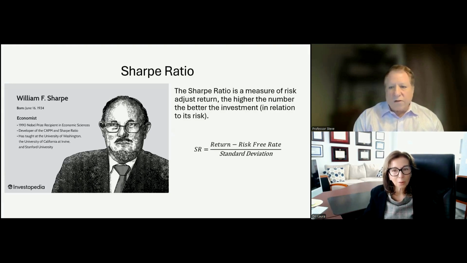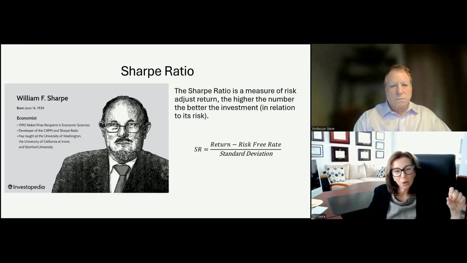And so this is just a nice metric to look at and say, am I getting a lot of return in relation to my risk, or am I getting very low return in relation to my risk? It's basically telling you how much return am I getting for each unit of risk that I'm taking.